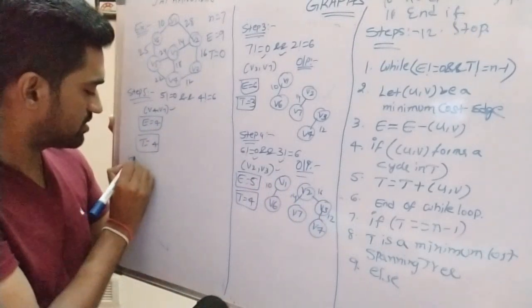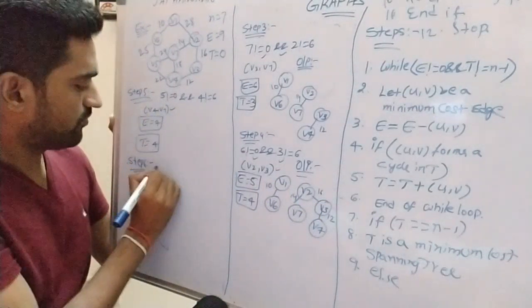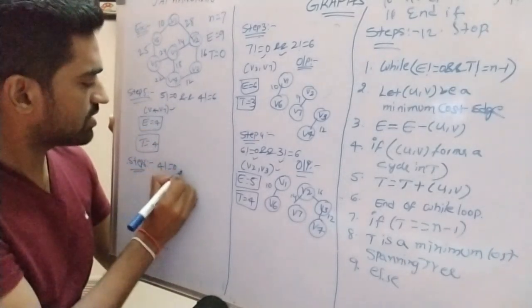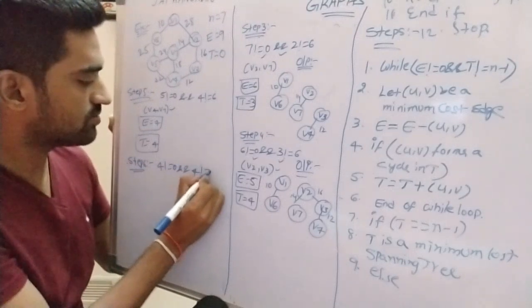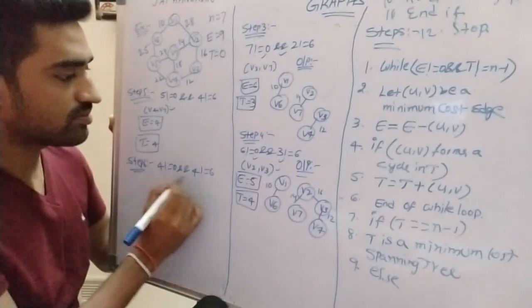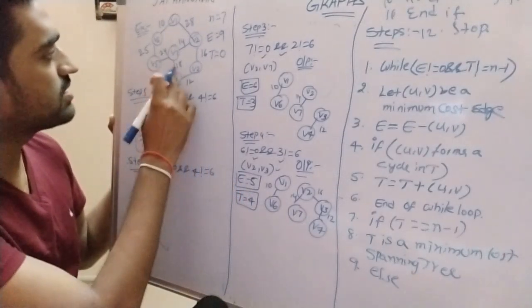Then we are entering into step 6. We are checking the condition 4 not equal to 0, logical AND of 4 not equal to 6. So both are true. Then we are taking one more minimum cost edge, that is, so 18 is completed.